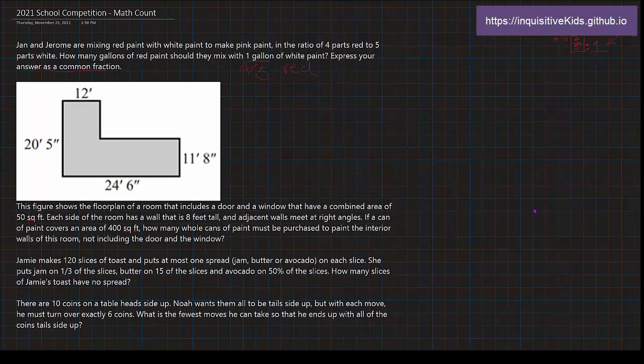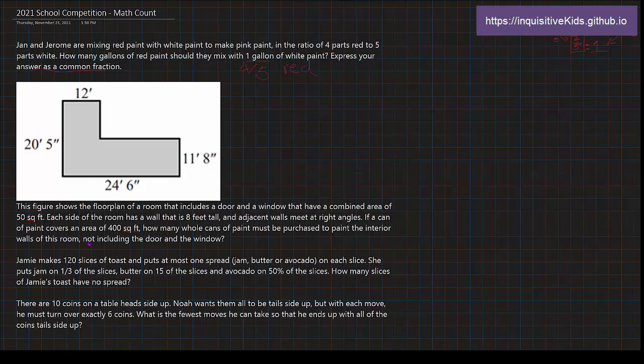All right, now it's time for the next problem. This figure shows a floor plan of a room that includes a door and a window that have a combined area of 50 square feet. Each side of the room has a wall that is 8 feet tall and adjacent walls that meet at right angles. If a can of paint covers an area of 400 square feet, how many whole cans of paint must be purchased to paint the interior walls of this room, not including the door and the window?